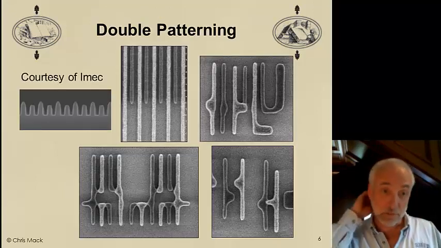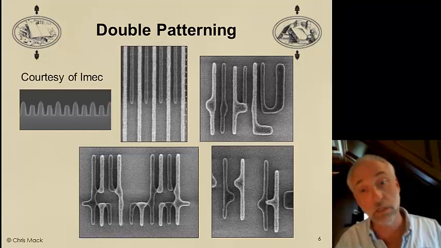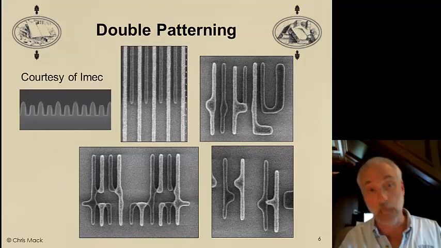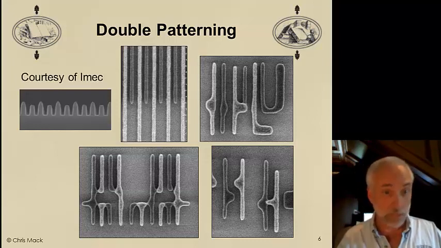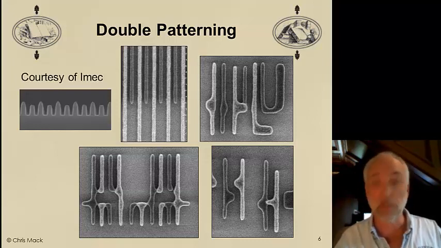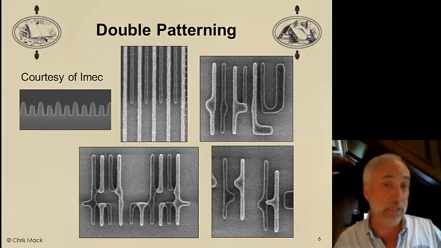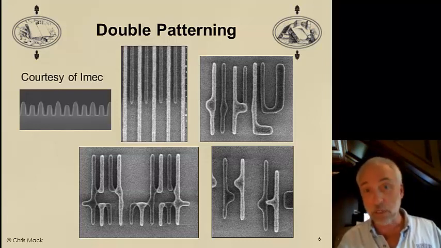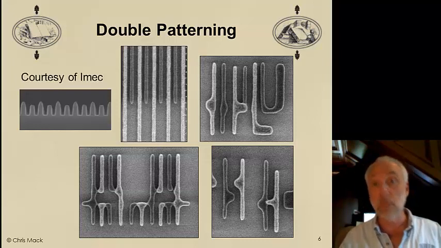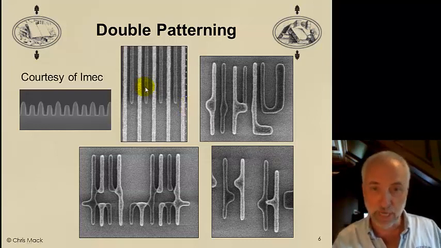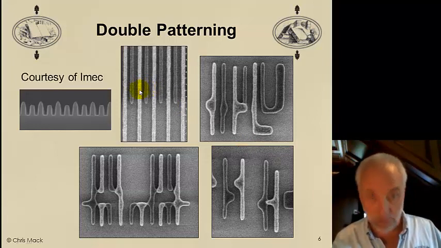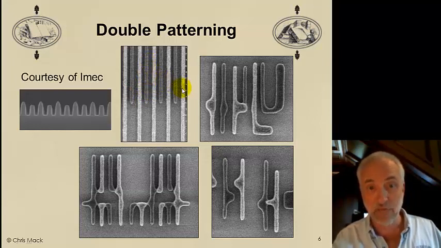Here's some examples. These were done at IMEC, industry consortium in Belgium that does leading edge device and lithography research and development. And you can see from the pictures the two different lithography steps. So the different shadings, one is the hard mask and the other is the photoresist. And you can see how we've interspersed one pattern inside of the other.